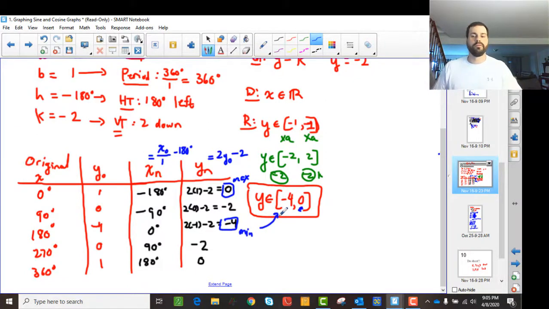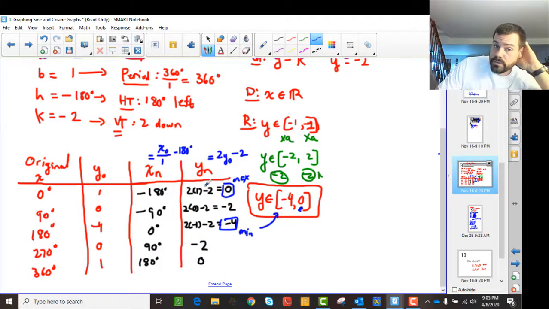I'm going to leave it there for you to just plot the points yourself, but those are the points you would plot. -180 and 0, -90 and -2, 0 and -4, 90 and -2, and then 180 and 0. There's lots of other examples that I'm sure you're going to be asked to do, but that's the premise, and hopefully that makes sense.